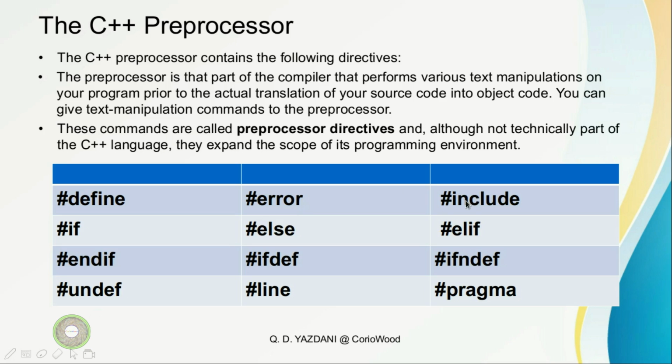Include, we already did include. Since the beginning of our program, you should be very familiar with this one, include iostream, include C standard file, include time, include date, include anything, include string. So you should be very familiar with this one. We exclude this one. We're going to explain define, and we're going to explain error, if, else, elif, ifdef, if defined, ifndef, and undef, line, and pragma.